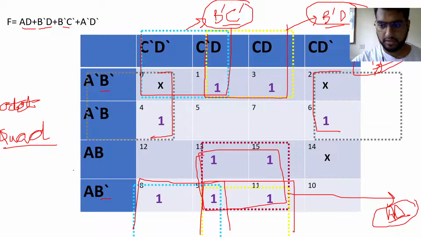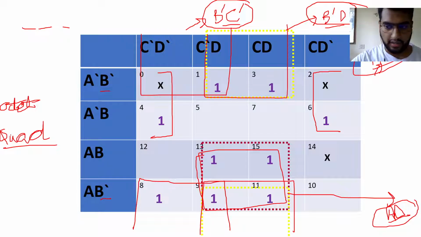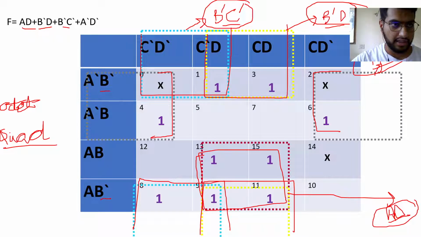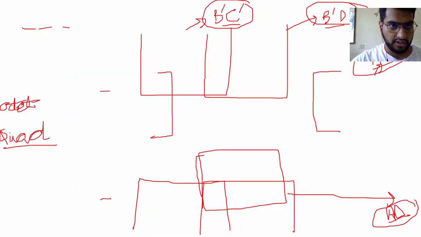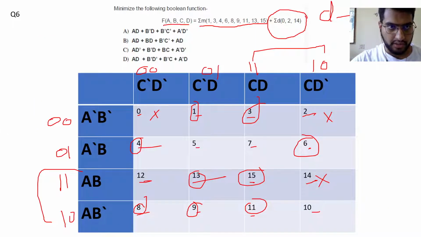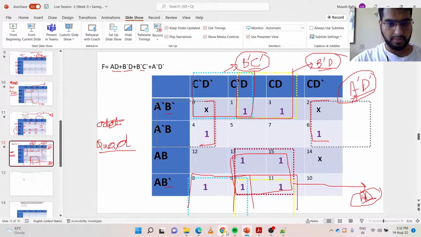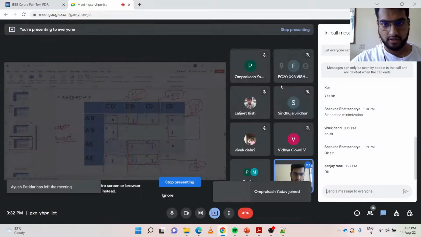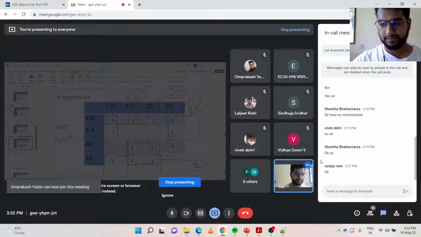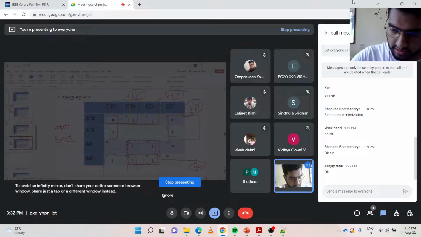So let's check which option this was. F equal to AD, B dash D, B dash C dash, A dash D dash. So option A. So question number 6 has the correct answer in option A. I hope I was clear with this question. If there are any doubts regarding this question, please type in. So question 6 had the correct answer as option A.